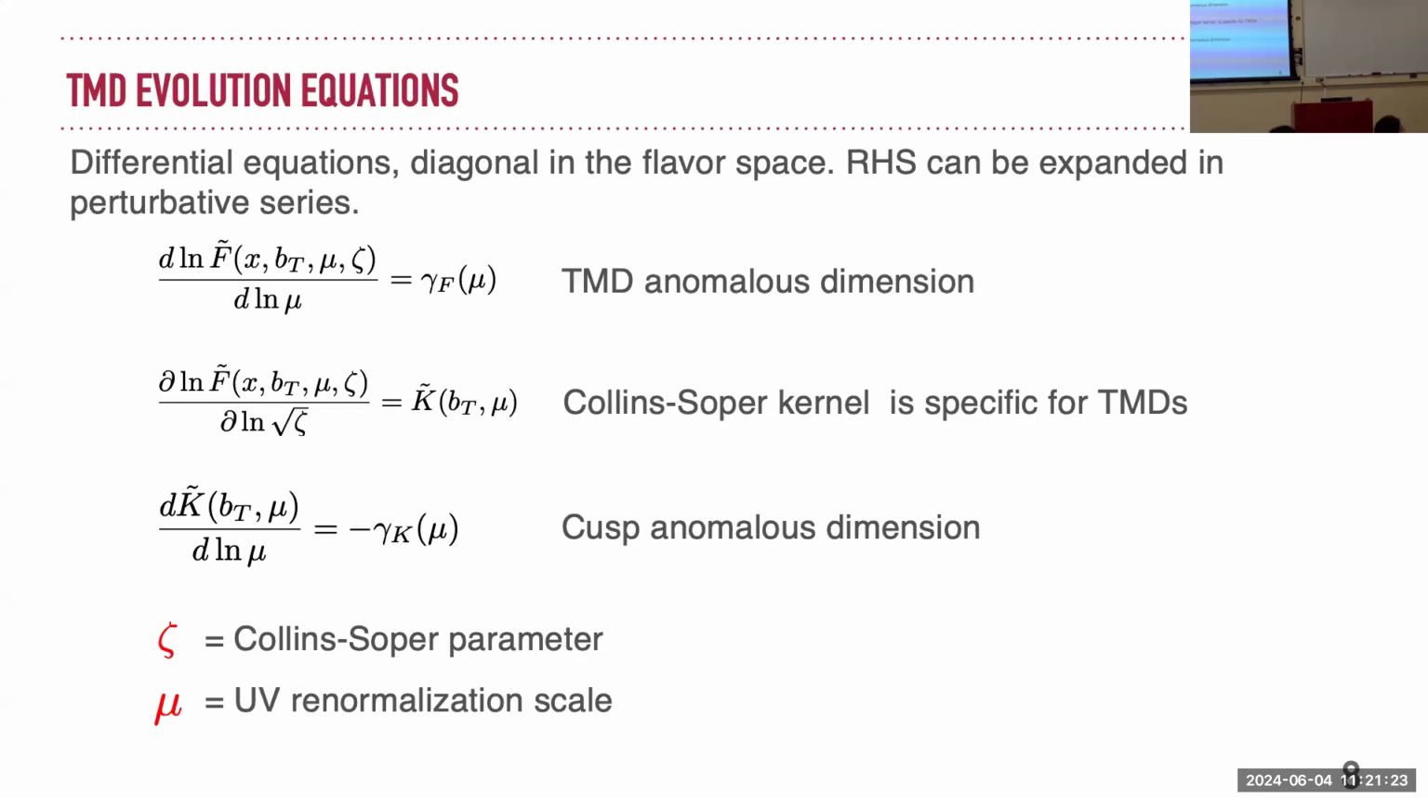What I'll do now is swap my derivatives. A dangerous thing to do, but for derivatives it's okay. Now my d over d log square root of zeta of d over d log mu is equal to minus gamma K. But this d over d log mu is just the first equation, and it's gamma F. So I know the relation now of gamma F and gamma K, and I can solve it.